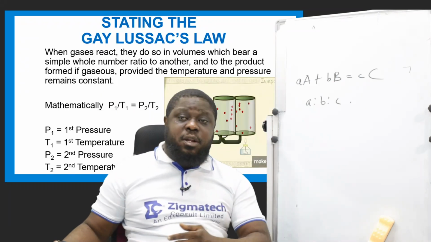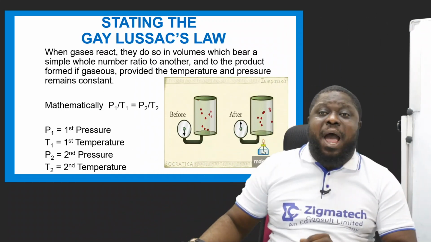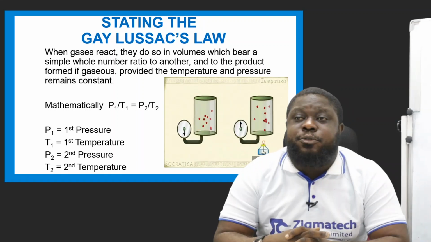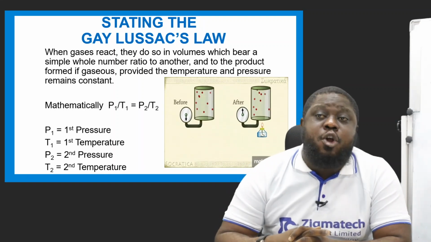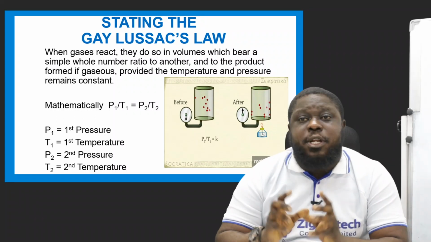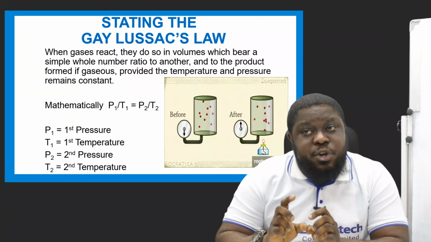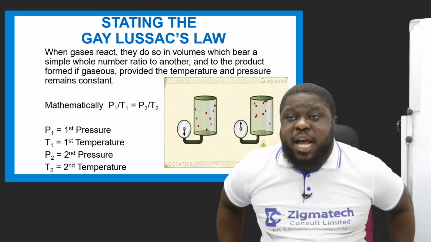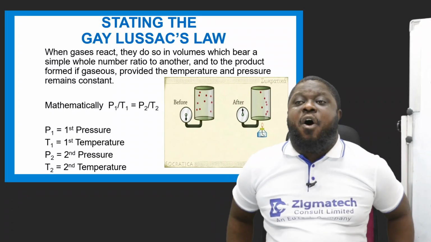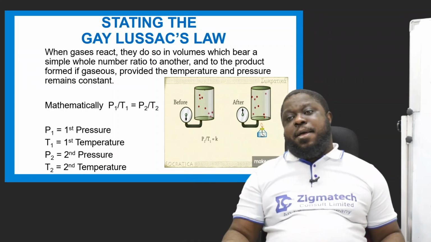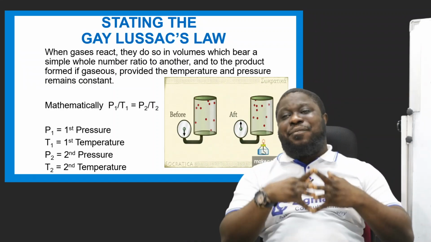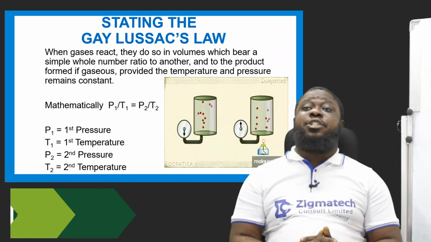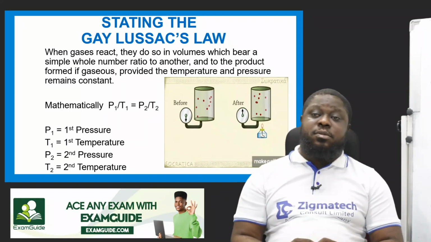Now let's look at Gay-Lussac's law. Gay-Lussac's law says when gases react, they do so in volumes which bear a simple whole number ratio to one another, and to the product formed if gaseous, provided the temperature and pressure remain constant. As you can see, before and after. Before, all of them were together. After the reaction, they still became together. Their ratio did not change, even in the product.